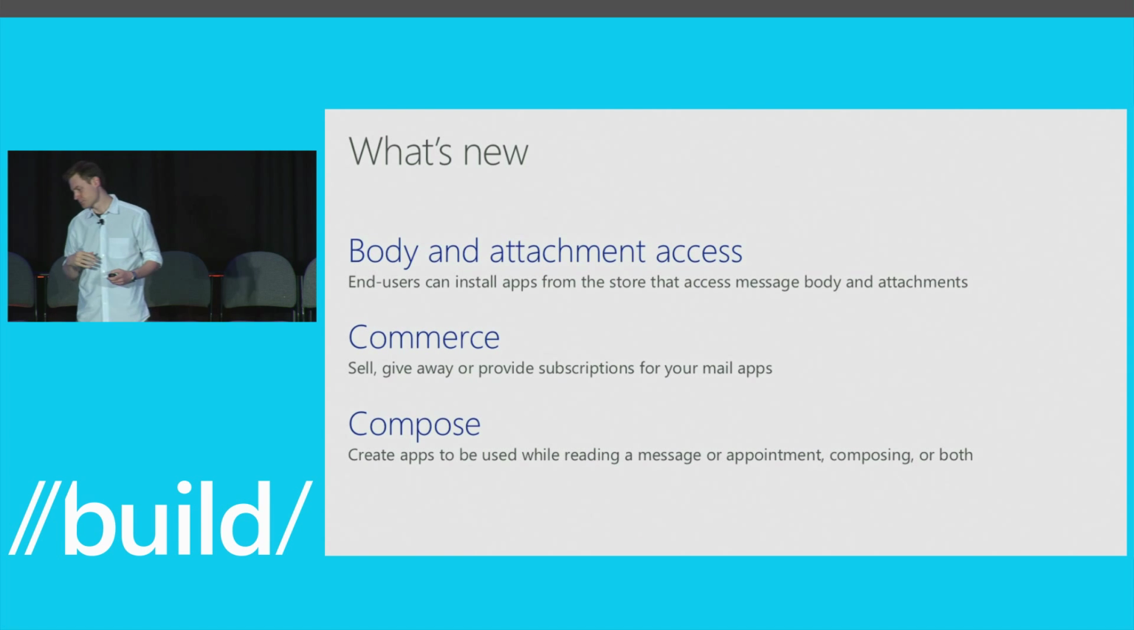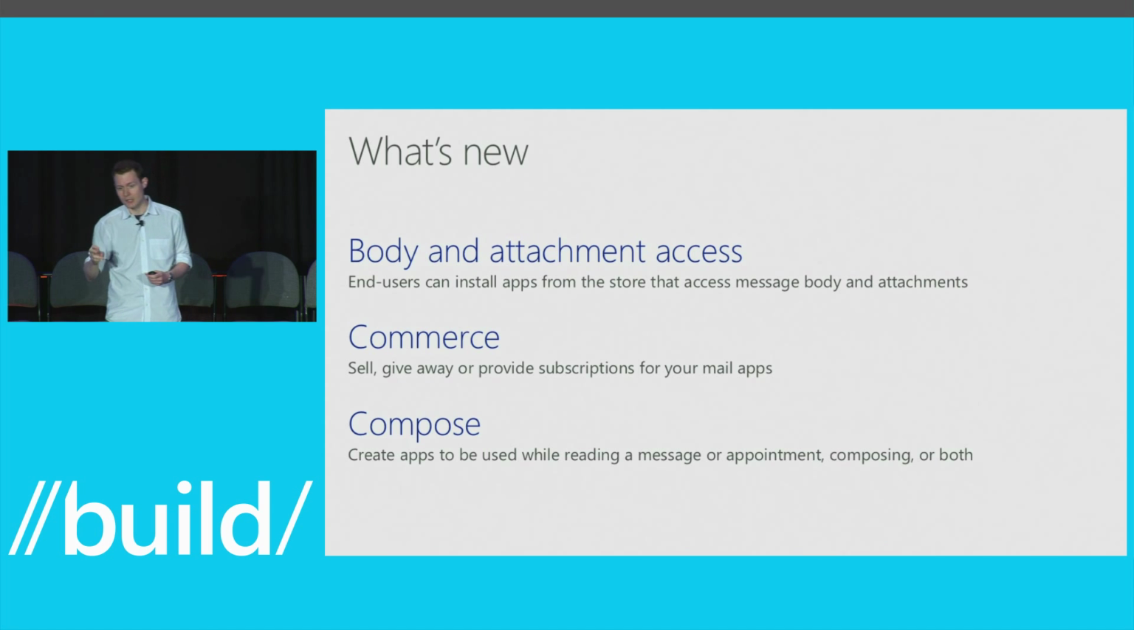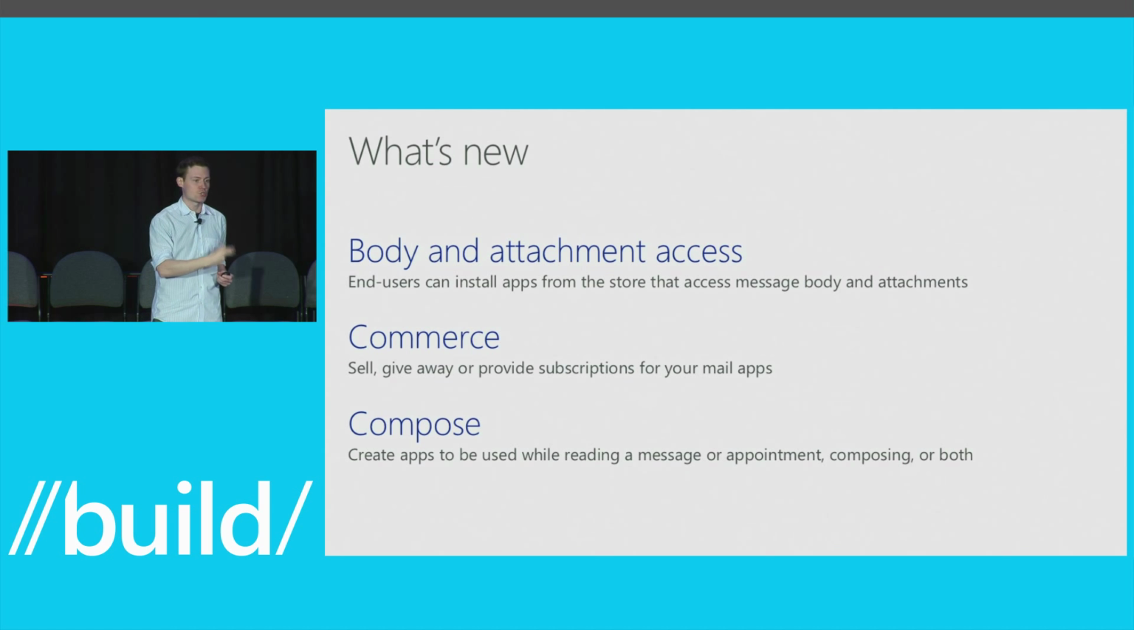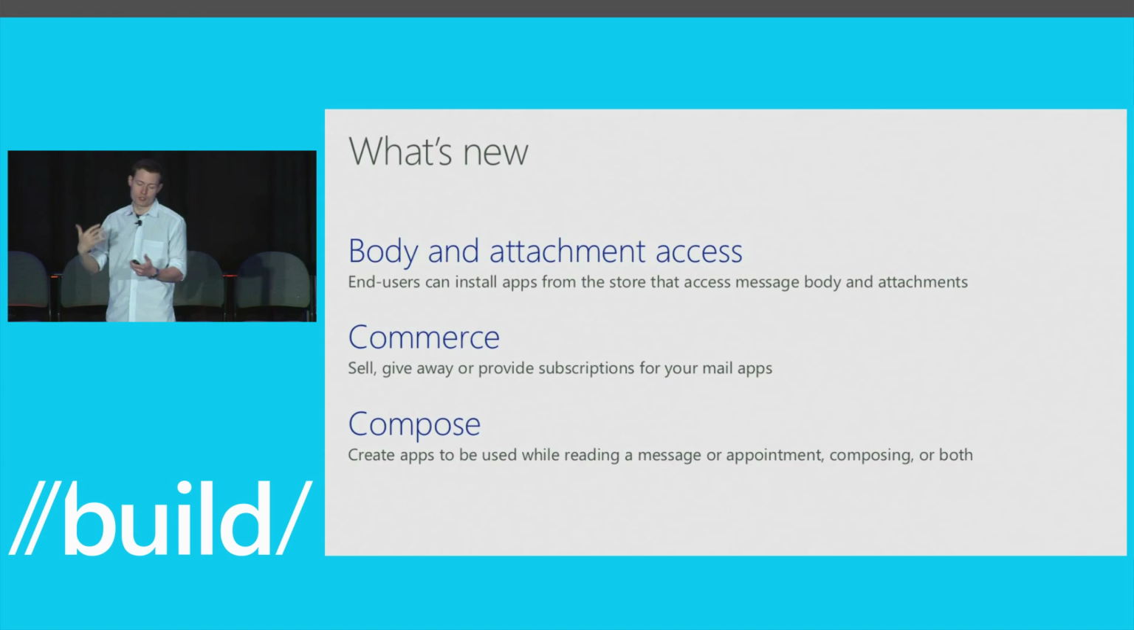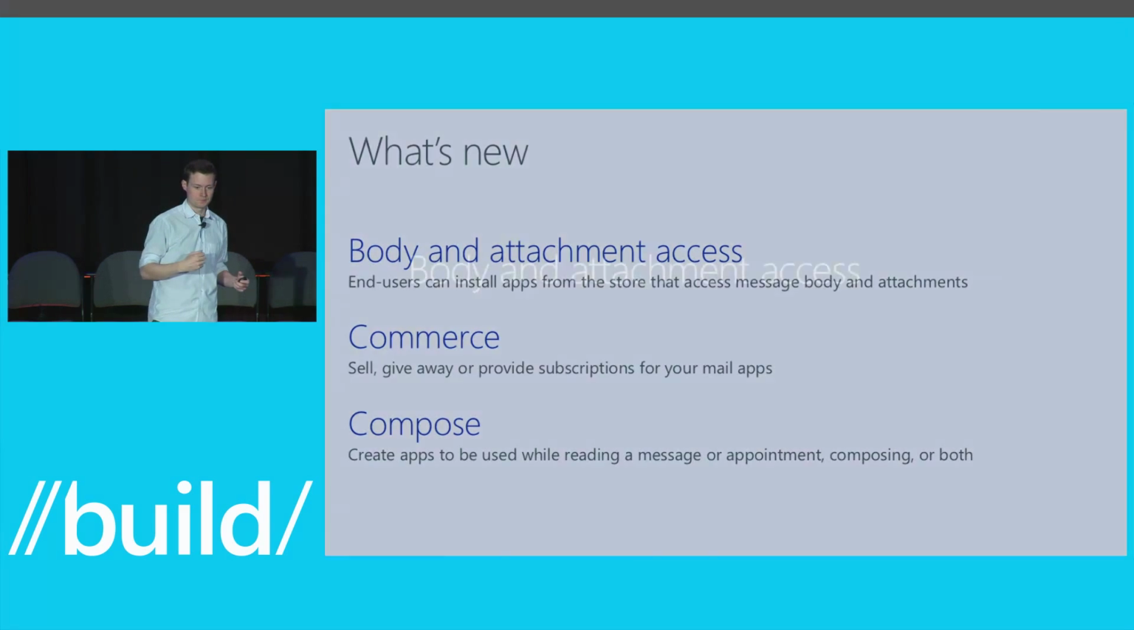You can now sell mail apps in the Office store. And the last part, and this is what we'll spend the most time talking about, and what we're most excited about, is this feature Compose. You can now have apps not only while users are reading messages, but also when they're composing or writing messages or appointments. We'll go over scenarios for that, and I'll show you how to write some code. And we'll talk about what really cool things you can do with Compose.